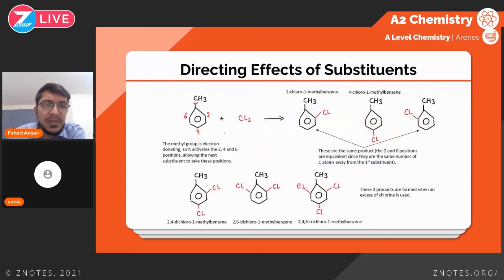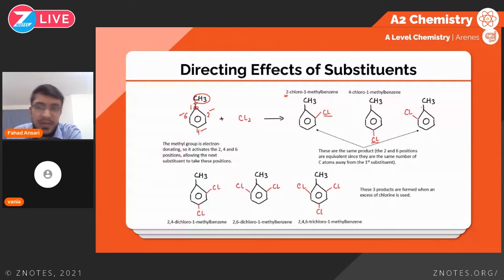Now, for example, over here, we have methylbenzene. If this were to be chlorinated, if we were to substitute one of the hydrogens in the benzene ring with a chlorine, what will happen? This methyl group is an example of an electron donating group. It has a positive inductive effect. So if this carbon atom bonded to methyl is number one, we have 2, 4, and 6. These are the carbon atoms at which the chlorine will be bonded. That's the second substituent. So we can have 2-chloro-1-methylbenzene, or we can have 4-chloro-1-methylbenzene, right?